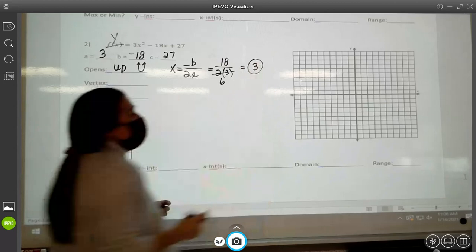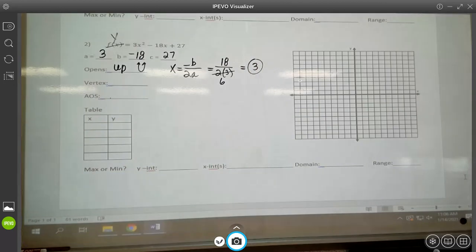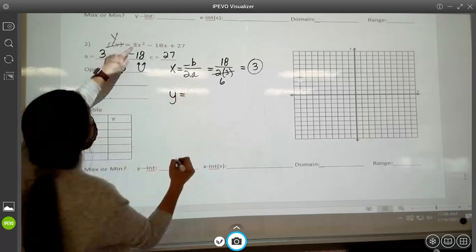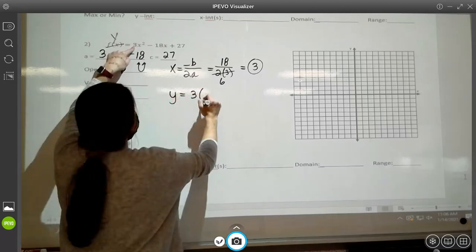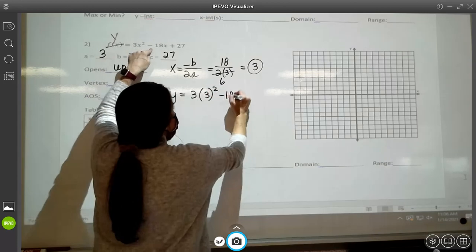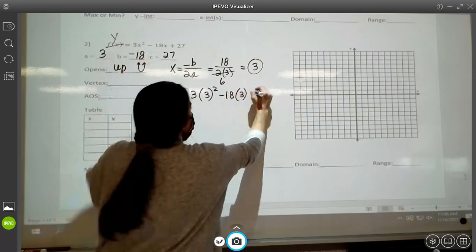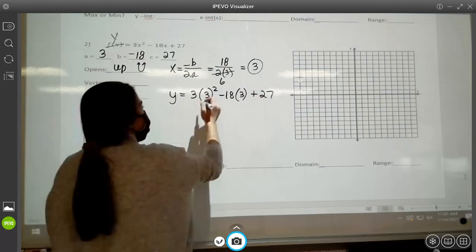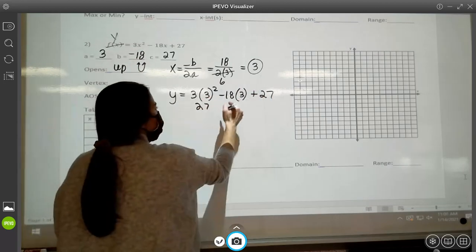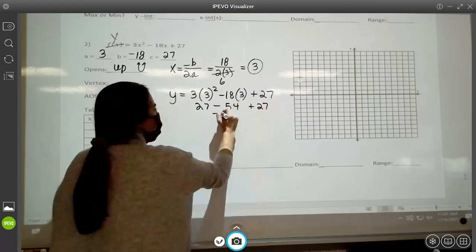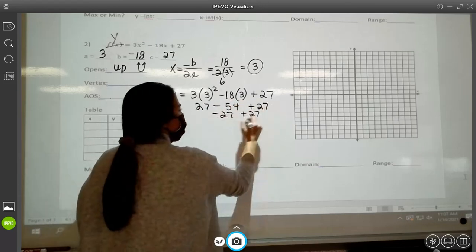So the x-coordinate of our vertex is 3. Let's plug 3 in to see what y is. Can't avoid that. So 3, parenthesis, plug 3 in and square it, minus 18 times 3, and then plus 27. Either type that into your calculator, or you're going to get 9 times 3 is 27, minus 54, plus 27, that's negative 27, plus 27, that's 0.